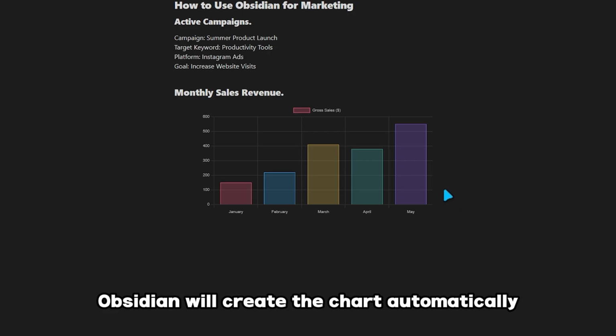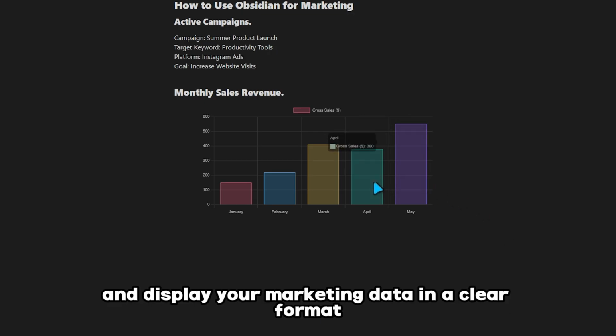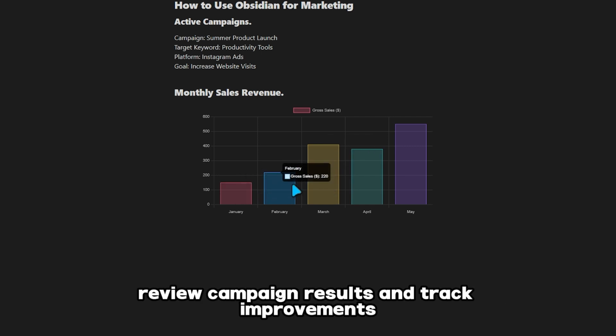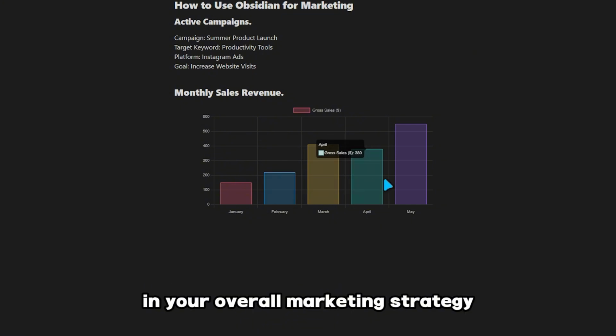Obsidian will create the chart automatically and display your marketing data in a clear format. You can use this chart to compare monthly performance, review campaign results, and track improvements in your overall marketing strategy.